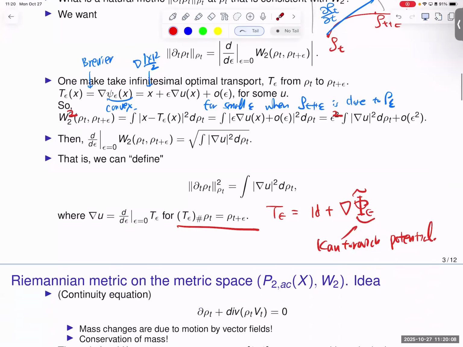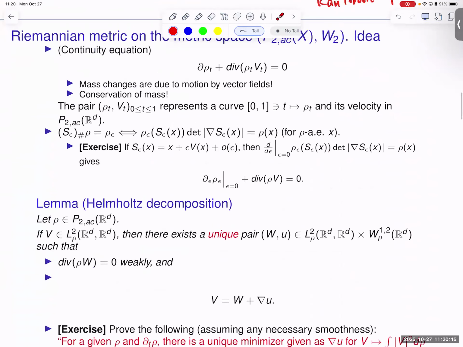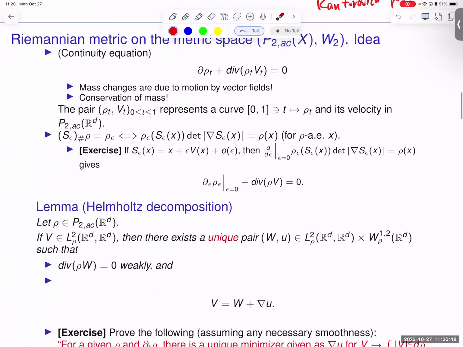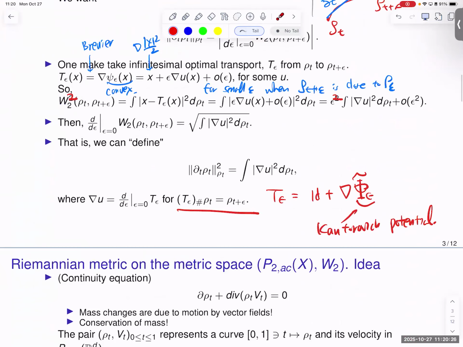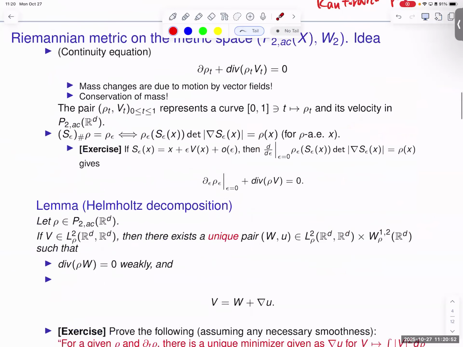Another ingredient, another aspect we want to consider, is the continuity equation, first order in epsilon. Here, rho t plus epsilon is just an epsilon perturbation of rho t. So you have the contradiction potential going to 0 as epsilon goes to 0. That is exactly in this expression. Good. All right, let's continue.